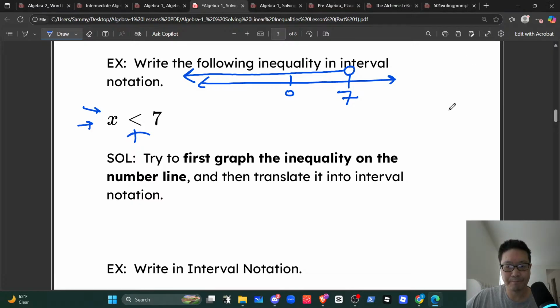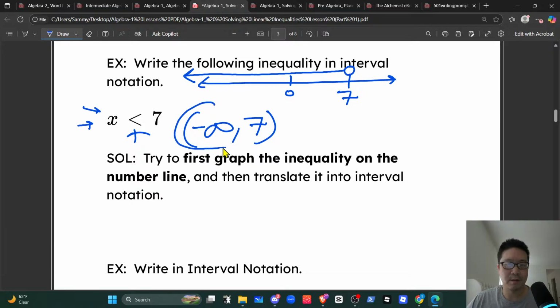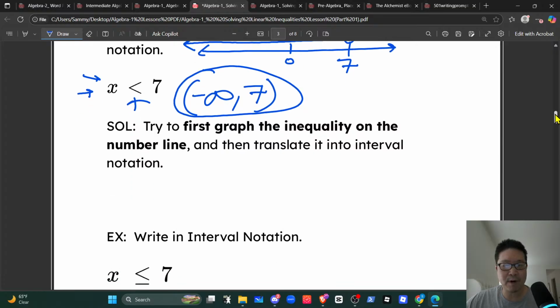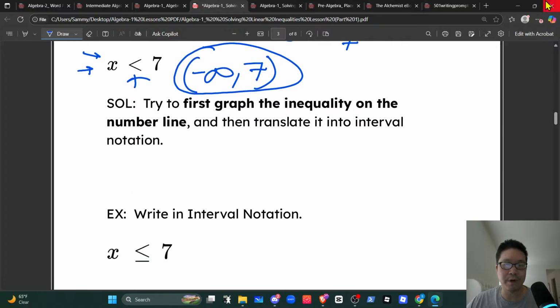All right. So in interval notation, this would be negative infinity to positive 7, and since it's an open circle, it will be parentheses. So that would be our answer. Okay, and my recommendation, when confronted with an inequality problem where you have to convert it to interval notation, is to first graph the inequality on the number line and then translate it into interval notation.